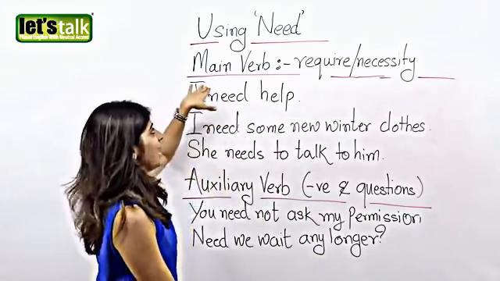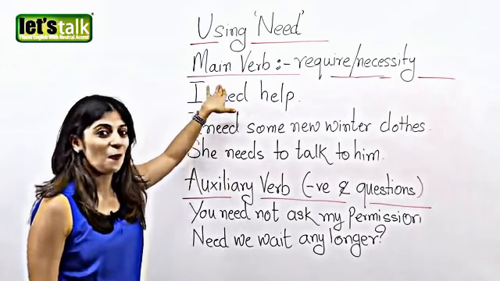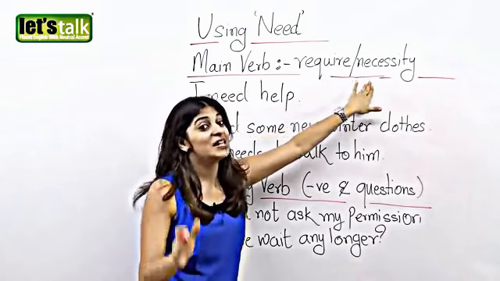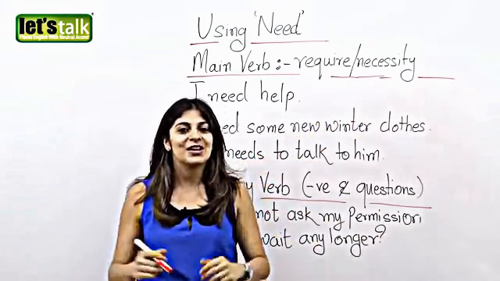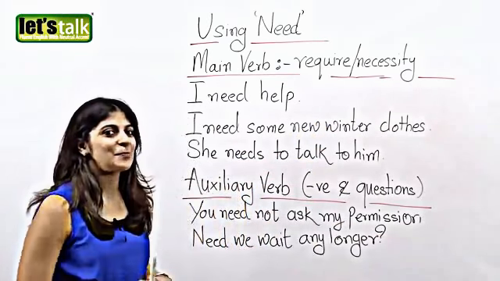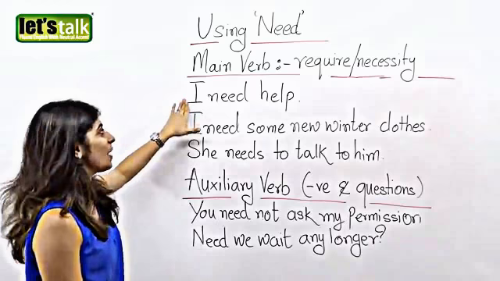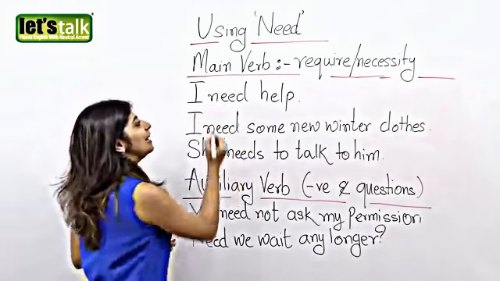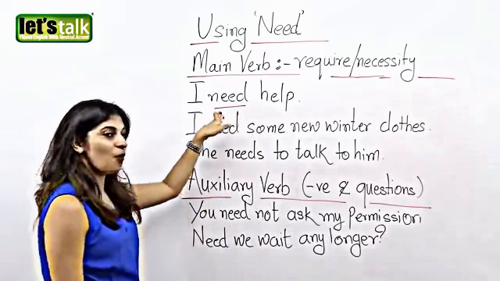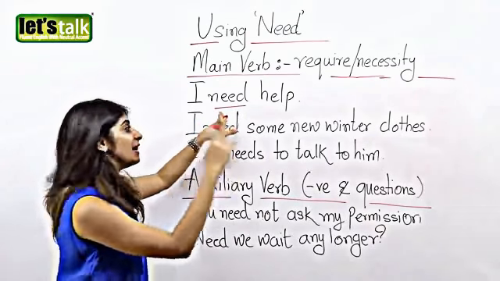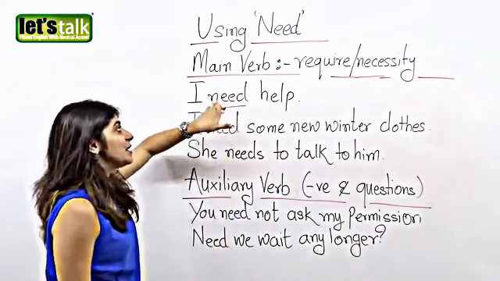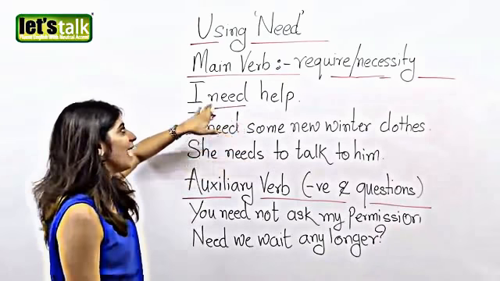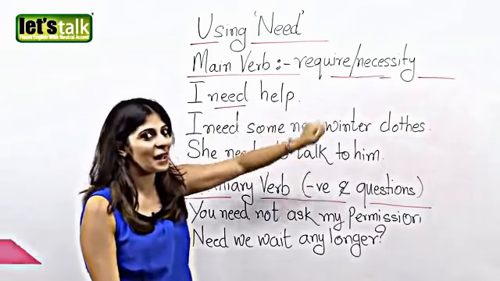So this need acts as your main verb, which means it is require or it is a necessity. So let's look into some examples here that would explain it to you in much better way. Now, I need help. Here, need is your main verb. It is the only verb in this sentence. So need, the help is required. It is necessary. So that explains I need help.